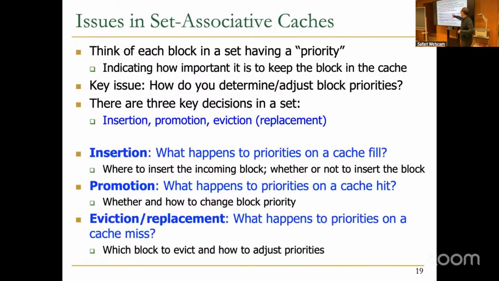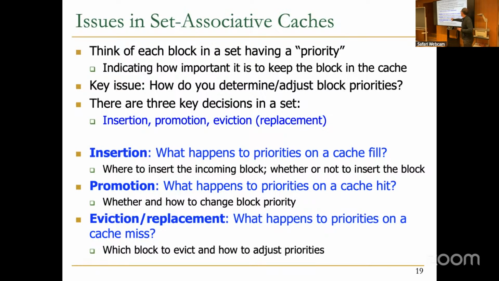Insertion is what happens to the priorities on a cache fill. You're bringing a new block into the cache. What do you do to the priority of that block and every other block, right? How do you sort it out? Clearly, you've seen LRU, for example, the least recently used mechanism. That's one way of managing priorities. But you could also decide not to insert the block into the cache because you have a predictor that says, oh, I'm not going to reuse this block, so let me drop it from this level of the cache. Maybe I insert it in some other level of the cache, right? So where do you insert the block? What priority level? There are a lot of papers that talk about these things clearly.